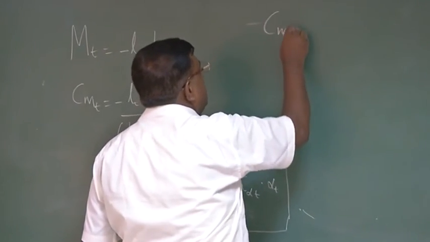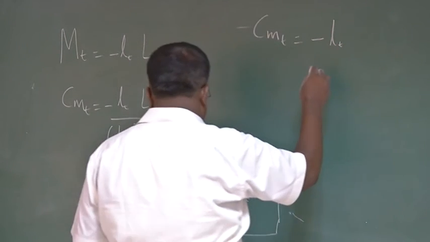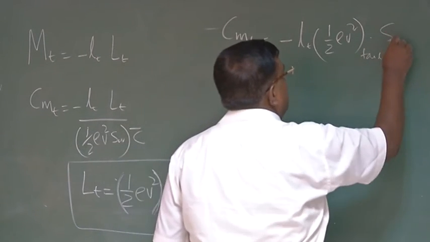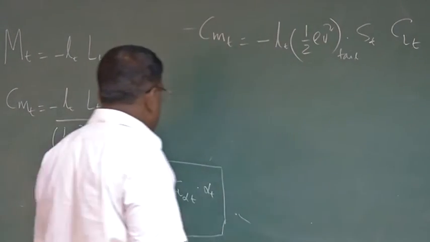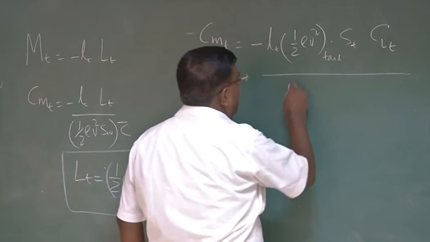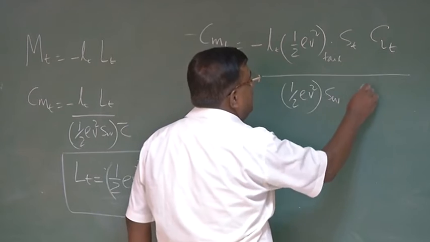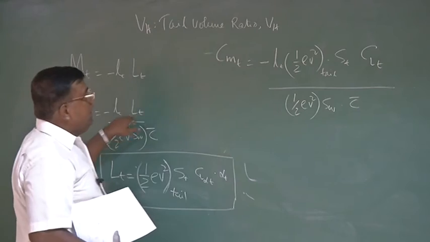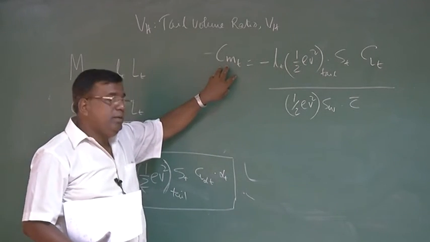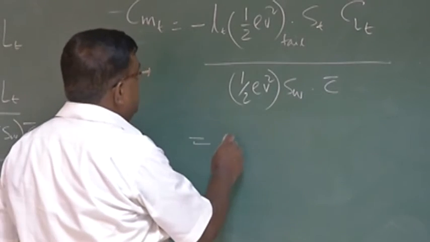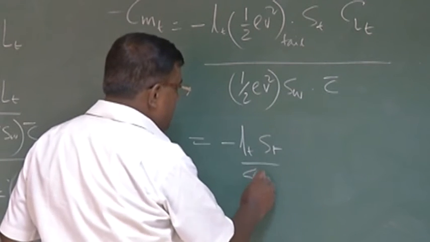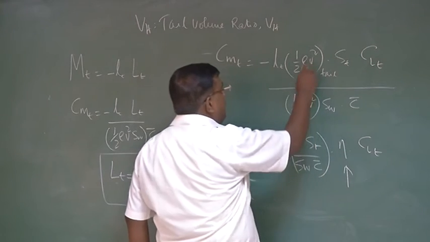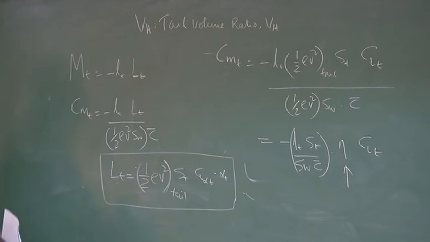So if we use this, CM tail is equal to minus LT, and for LT I write half rho V square at tail into S tail into CL tail instead of CL alpha tail into alpha tail. This divided by half rho V square free stream SW and C bar. You know CM tail now by substituting the expression of L tail into this expression. So I get CM tail as this. What is CM tail? It is the pitching moment coefficient because of tail about CG of the airplane, right? So this I can easily write as minus LT ST by SW C bar, into eta into CL tail. But eta is the ratio of dynamic pressure at the tail and dynamic pressure at the wing. You can understand the dynamic pressure will be different.